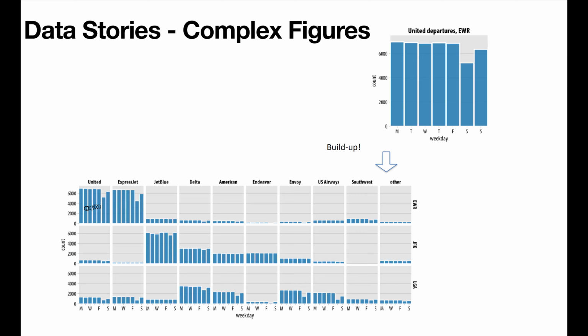United and Express jets do an enormous number of flights out of Newark. JetBlue does the most flights out of JFK. Delta, American, and Endeavor also do a significant amount. And then out of LaGuardia, we have Delta, American, Envoy, and U.S. Airways as the primary carriers. So, for whatever that's worth.